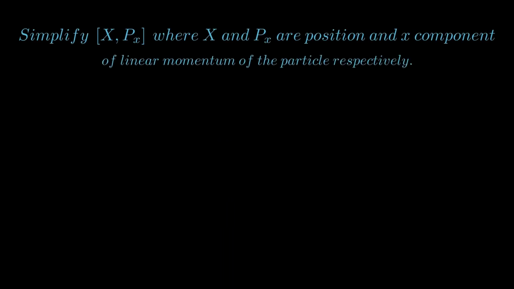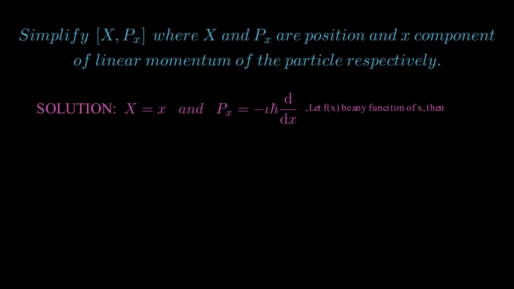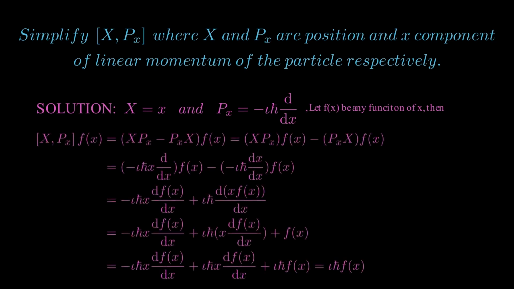Now we have our question: simplify the commutator of x with px, where x and px are the position and x component of linear momentum of the particle respectively. For the solution, the position operator is equal to x and the x component of linear momentum operator is equal to minus i h-bar d/dx. Let f(x) be any function of x. Then the commutator of x with px acting on f(x) is equal to (x px minus px x) f(x), and this will be equal to x px f(x) minus px x f(x), applying the property of operator algebra.